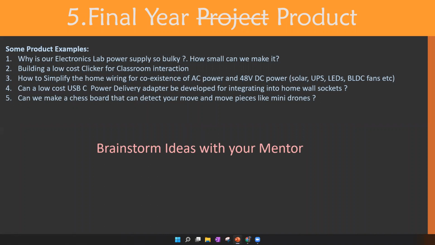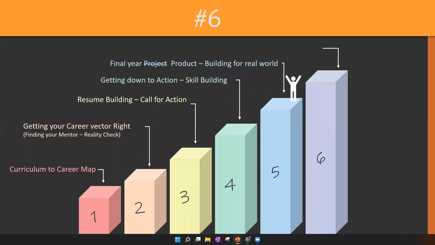I'm sure we can all come up with a lot of ideas like this if you do some brainstorming with your mentor, with your fellow students. It'll be very interesting to come up with more ideas and see if it is of practical value. Again, you ask those 5 questions, and it can be your final project. It's as simple as that.